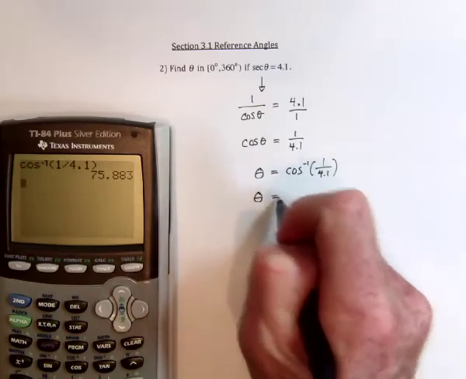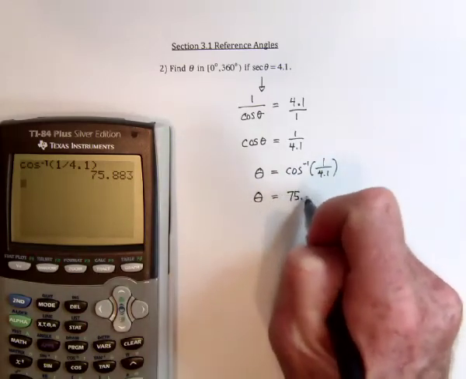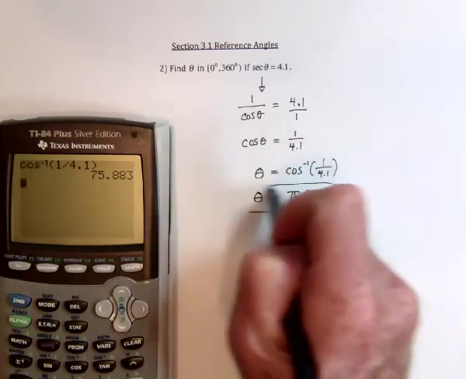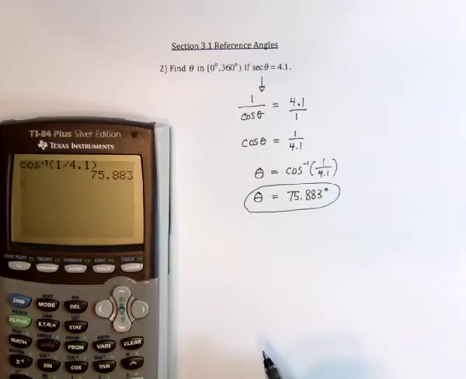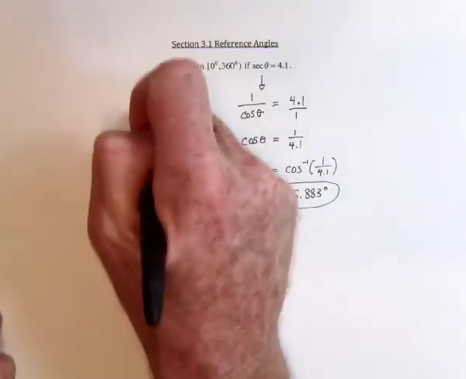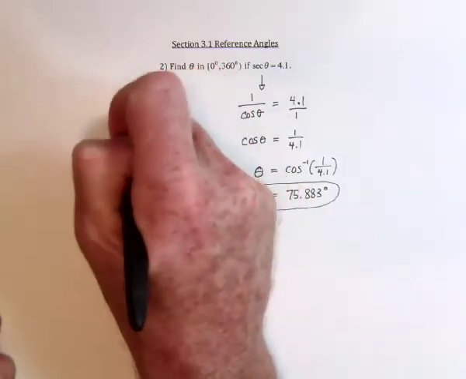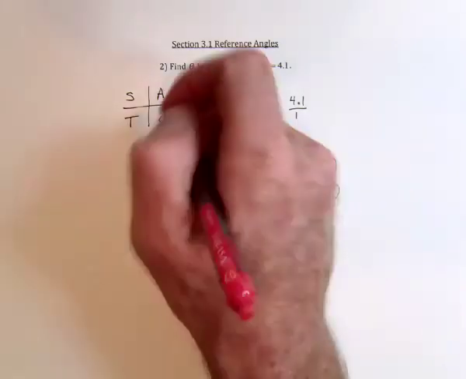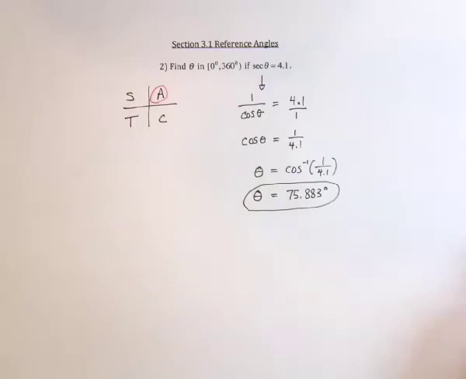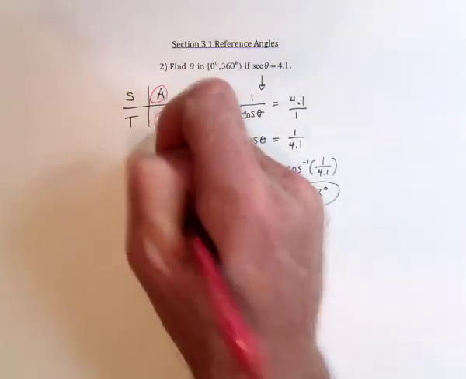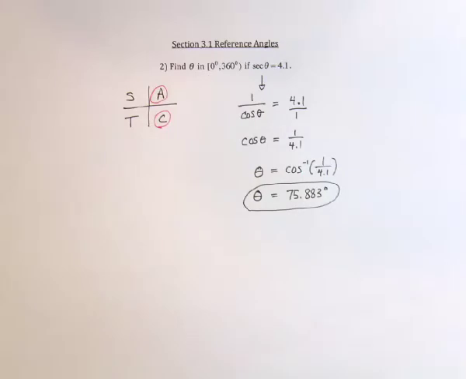So one answer, which is in quadrant 1, is 75.883. And we now need to find the other solution. There's two solutions. So use a smart trig class, which is going to say all of the trig functions are positive in the first quadrant, which is why we got this answer, and cosine is positive in the fourth quadrant.